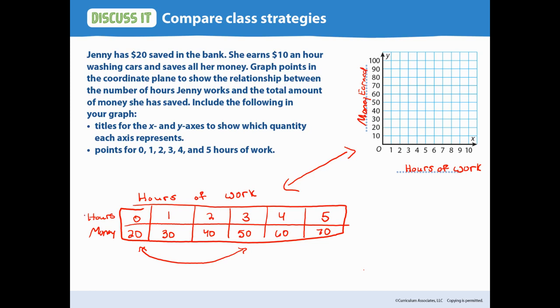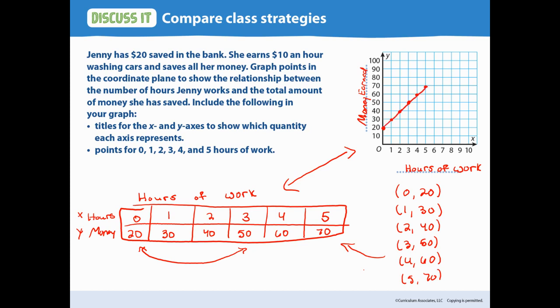All right, so remember, this is going to be my X, this is going to be my Y. All of these are coordinates here. So it would look like this: (0, 20), (1, 30), (2, 40), (3, 50), (4, 60), and (5, 70). So those are our points. And again, these are all lining up straight to our table here. So I'm going to start with 0 and $20, 1 and 30, 2 and 40, 3 and 50, 4 and 60, 5 and 70.